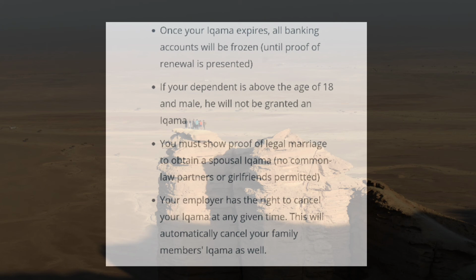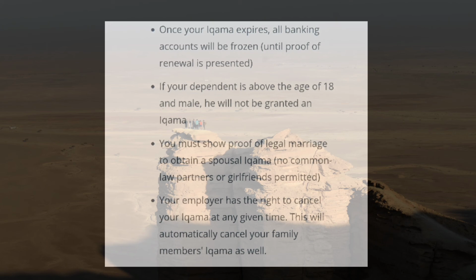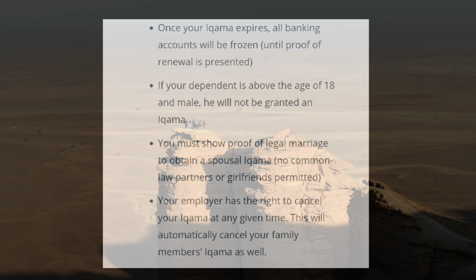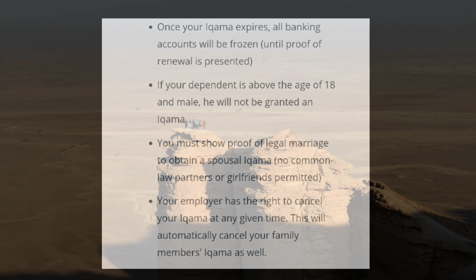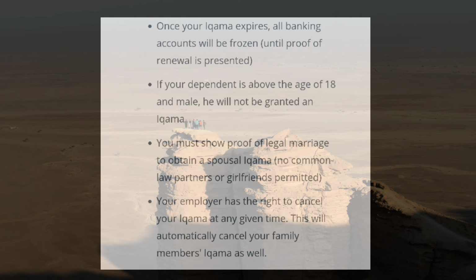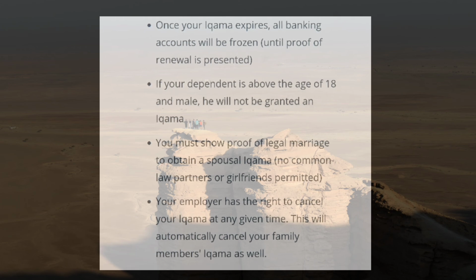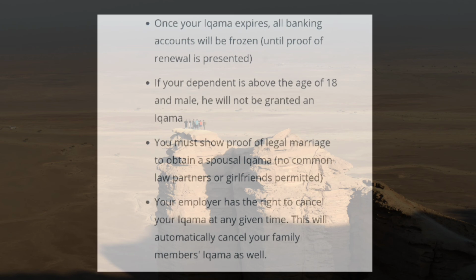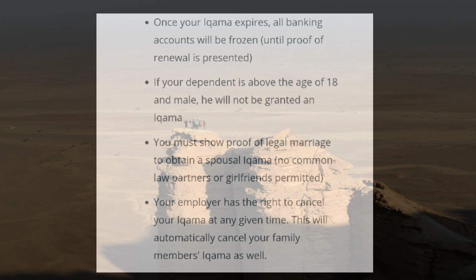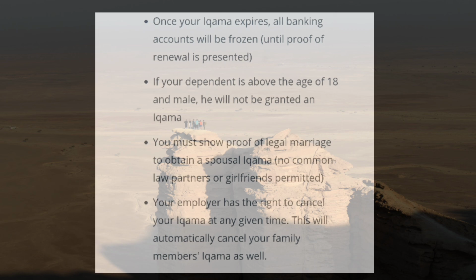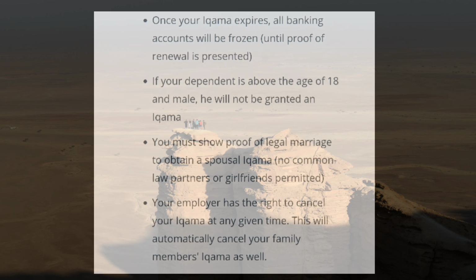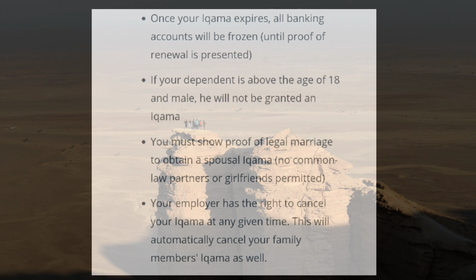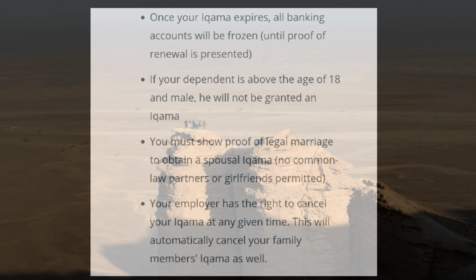Number 5, once your Iqama expires, all banking accounts will be frozen until proof of renewal is presented. Number 6, if your dependent is above the age of 18 and male, he will not be granted an Iqama. Number 7, you must show proof of legal marriage to obtain spousal Iqama. No common law partners or girlfriends permitted. Number 8, your employer has the right to cancel your Iqama at any given time. This will automatically cancel your family members' Iqama as well.